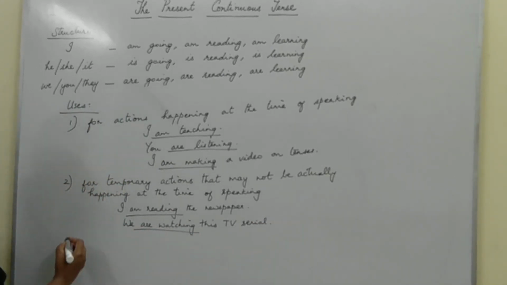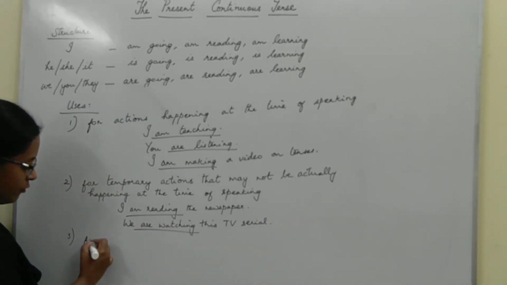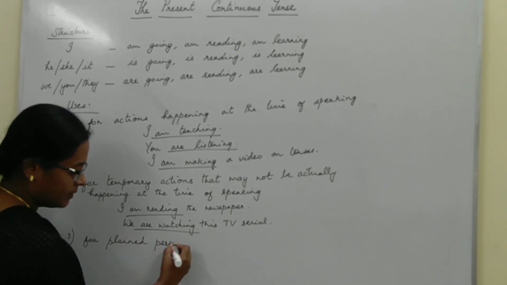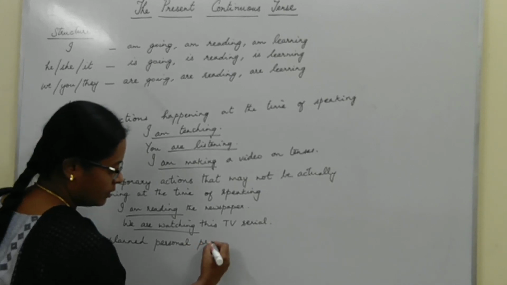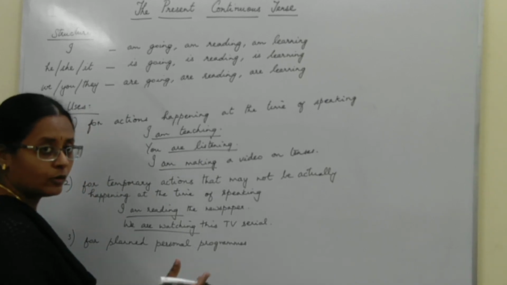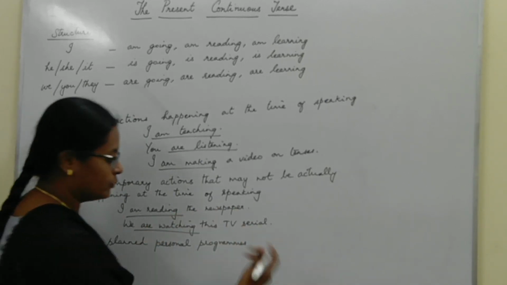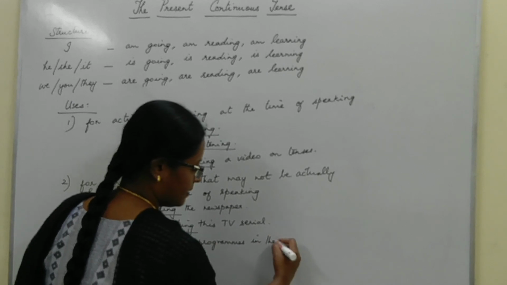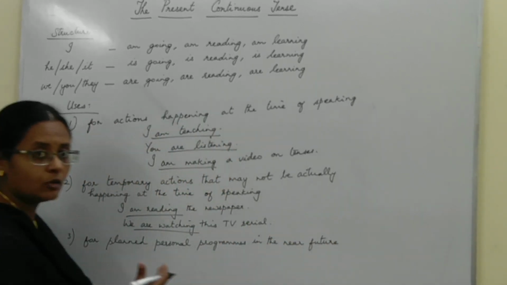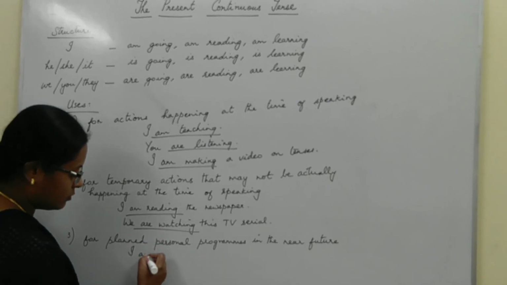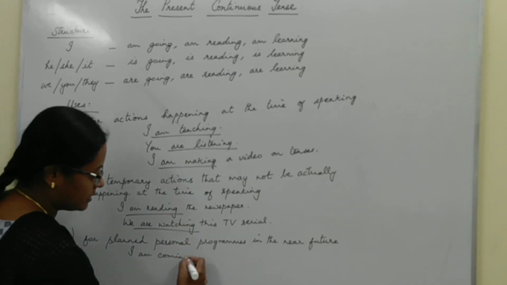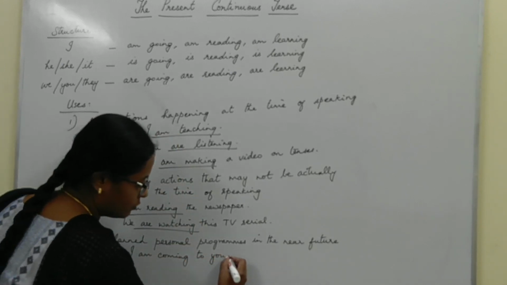Okay. Now the third use is for planned personal programs in the near future. These are actions that you have already planned to do in the future. In the near future. You can tell someone, "I'm coming to your house tomorrow." See, tomorrow is future. But it is still okay to use the present continuous tense. I'm coming to your house tomorrow.